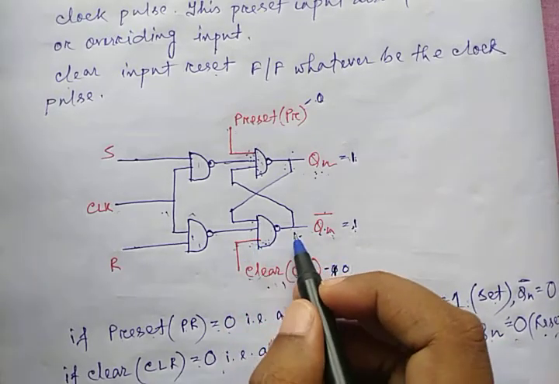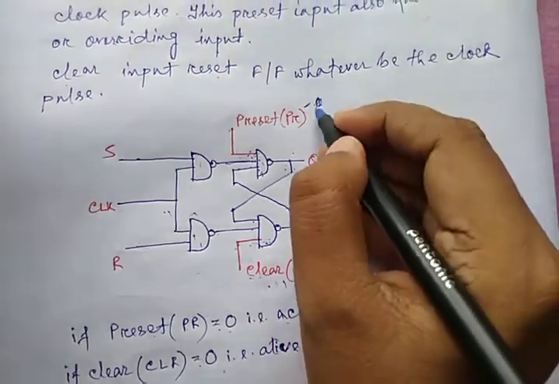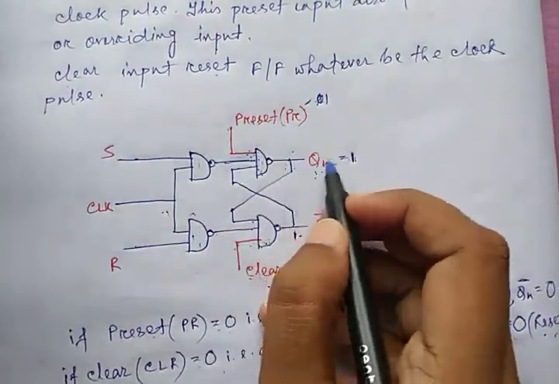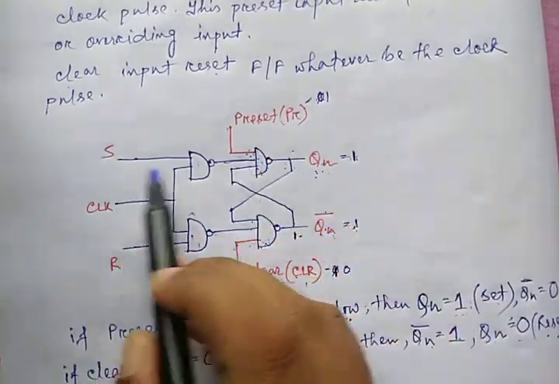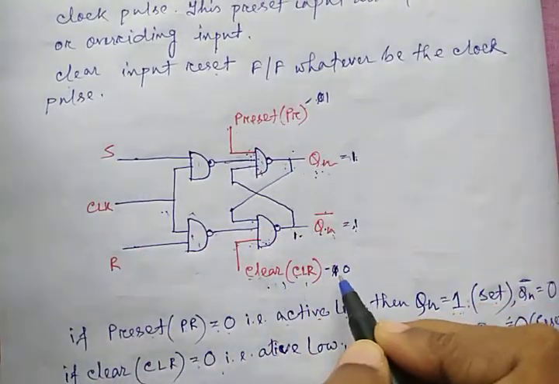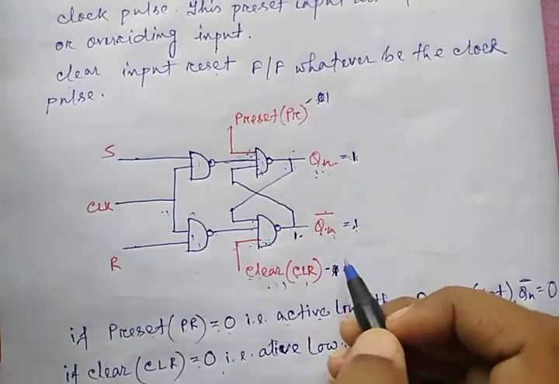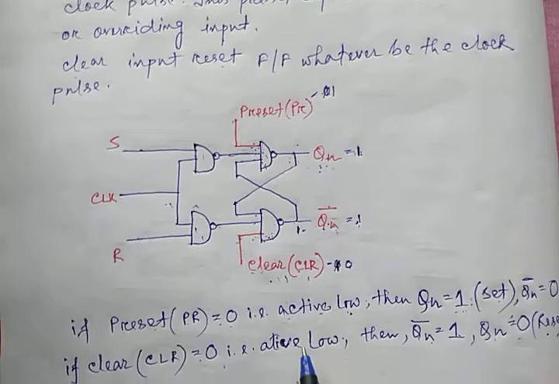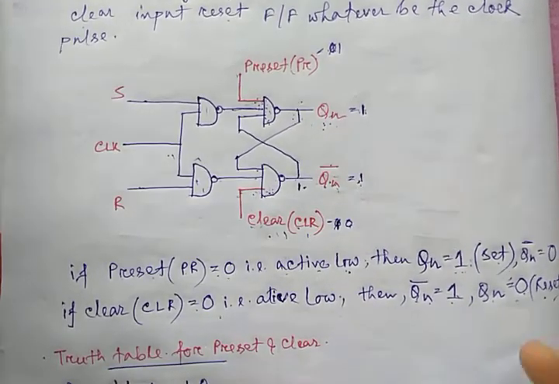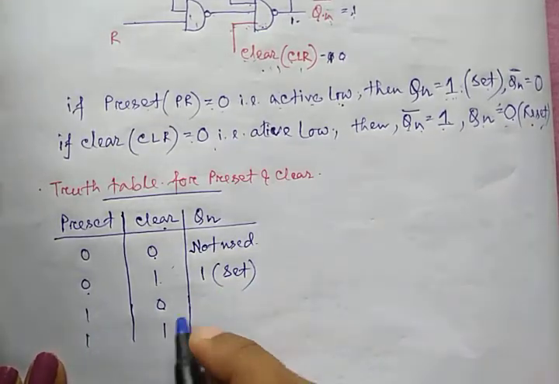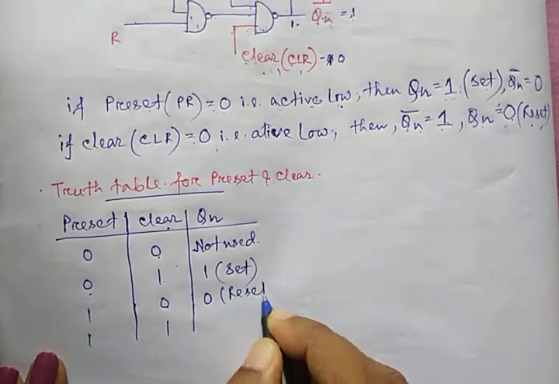So clear value is 0 means the output of this AND gate is 1. And this is 1, meaning its value is not affected. Whatever, it only depends upon its input and clock signal. So when clear is 0, whatever be the other value in the circuit, we know that when clear is 0, then Qn bar is 1 and Qn is 0. So it is 0. That is, it is reset.